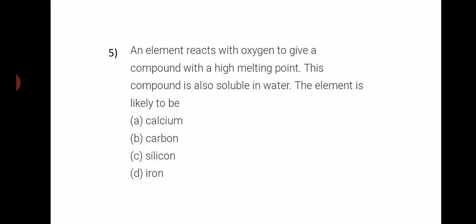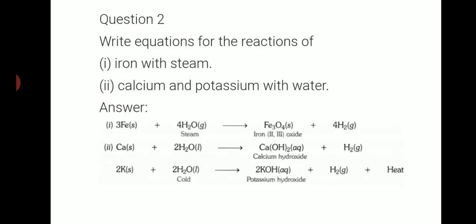Among calcium and iron, which has the high melting point? Yes, it is calcium. Calcium is more reactive than iron, and its oxide is also more easily soluble in water than iron's. So the answer is what? Calcium. So this is about the homework questions.